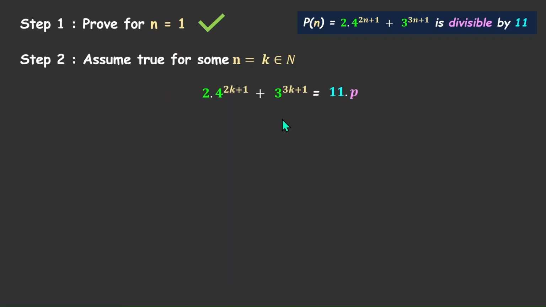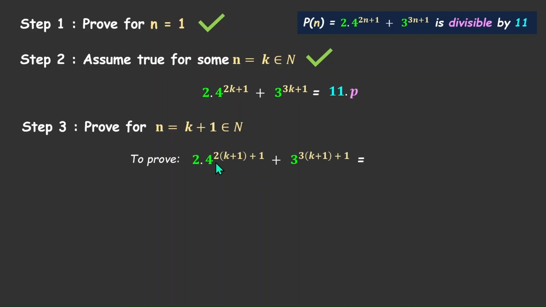So this is the assumption that we have taken. So step 2 is also done. The last step is to prove it for n equal to k plus 1. So essentially what we have to prove is 2 into 4 raised to power 2k plus 1 plus 3 raised to 3 into k plus 1 plus 1 should be some multiple of 11. Let's call it m. So we have to show this is equal to some 11m.